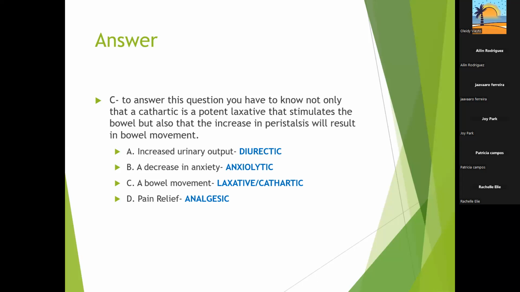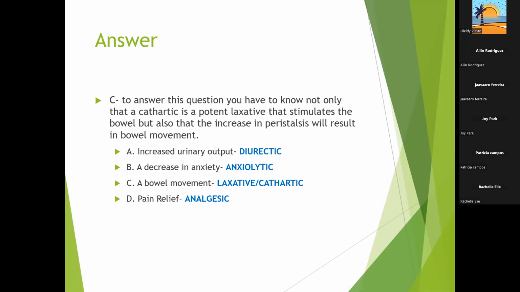Diuretics increase urinary output, right? Anxiolytics decrease anxiety, not cathartics. Like my pams, diazepam, right? So actually, a cathartic is a very potent laxative, a very strong laxative, okay? That stimulates the bowel and increases peristalsis that will give the patient a bowel movement, okay? And for pain relief, of course, it's analgesics.